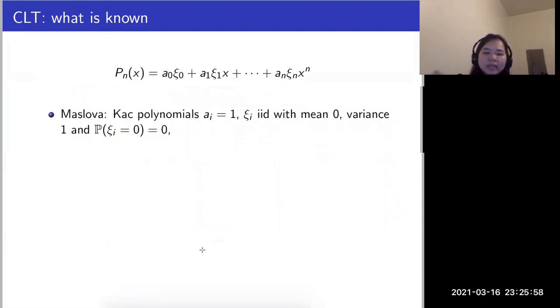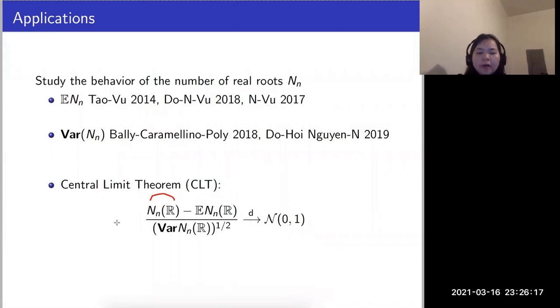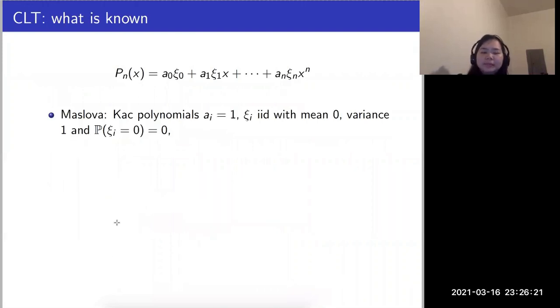For the Central Limit Theorem, this is actually the hardest question among the three that I have here. Of course, the Central Limit Theorem is the hardest one because it not only concerns the expectation, but also the whole distribution of the number of real roots. And what is known about the Central Limit Theorem?